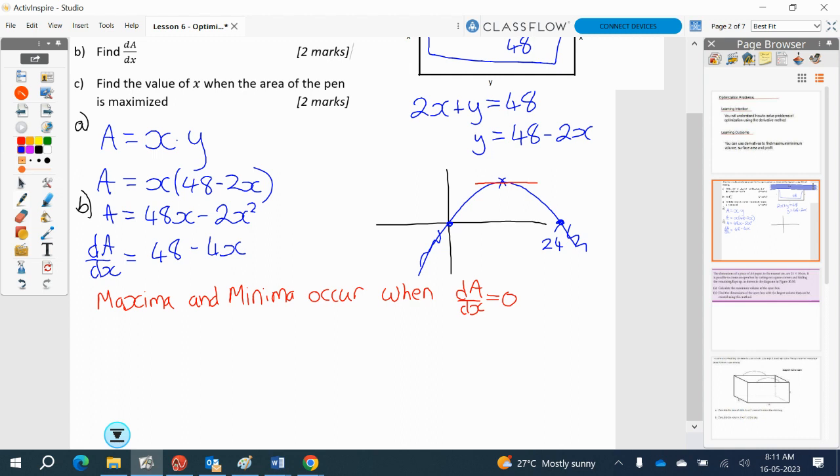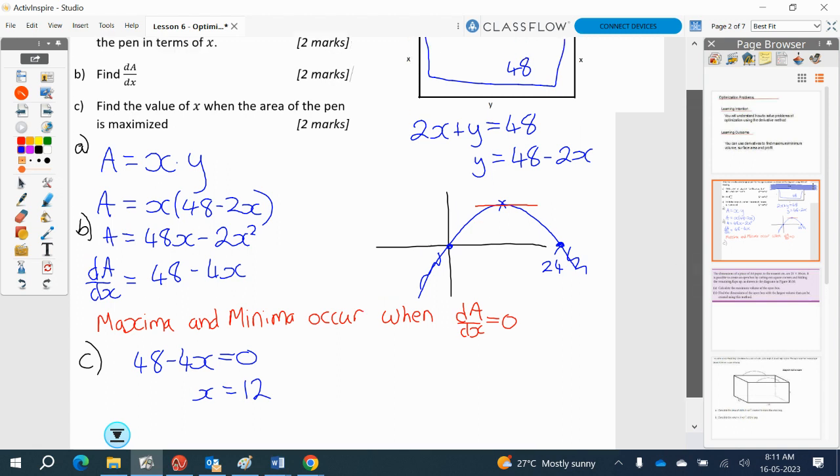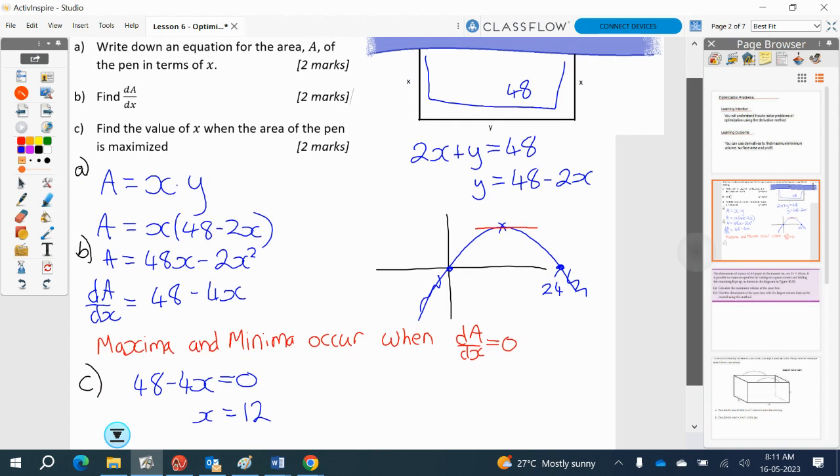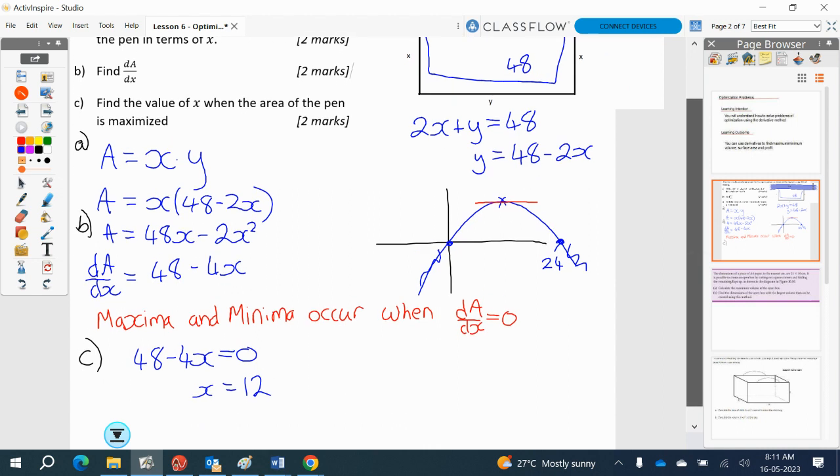So what we need to do is find the value of x when the area has a maximum. So for C, our first point comes when we say 48 minus 4x is equal to 0. Then we need to solve that one. x is equal to 12. This question is done at this point. This is a very short question, designed for paper 1. This is the easiest, shortest sort of maximum optimization problem you can get.